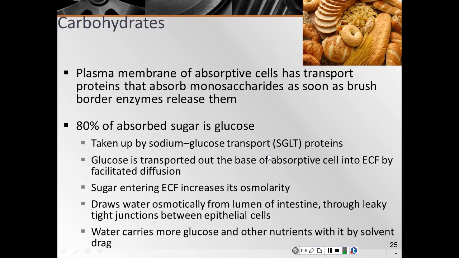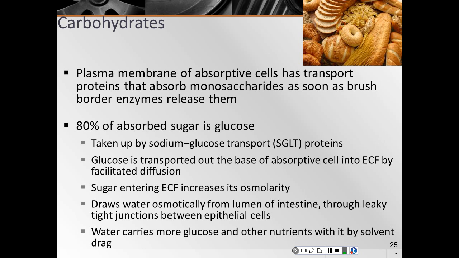Alright, so the plasma membrane of the absorptive cells contains transport proteins that are going to absorb these monosaccharides. Remember, we talked about these monosaccharides. It's broken down to its simplest form now. Now, about 80% of the absorbed sugar is glucose. Glucose is taken up by a sodium-glucose transport protein, or SGLT, like that of the kidney tubule. Now, the glucose is then transported out of the base of the cell and into the extracellular fluid.